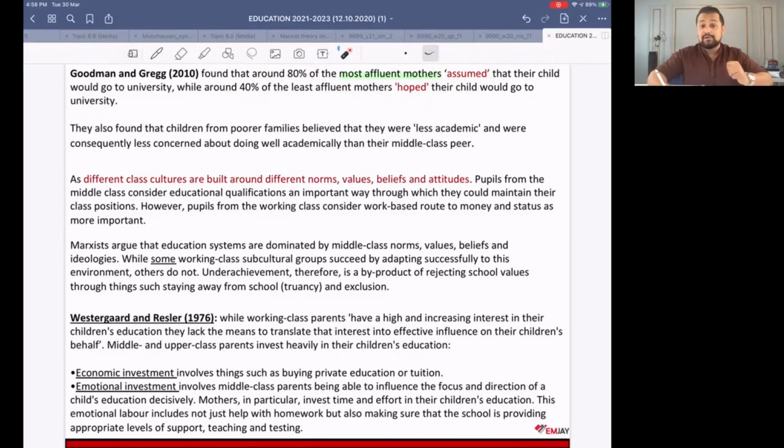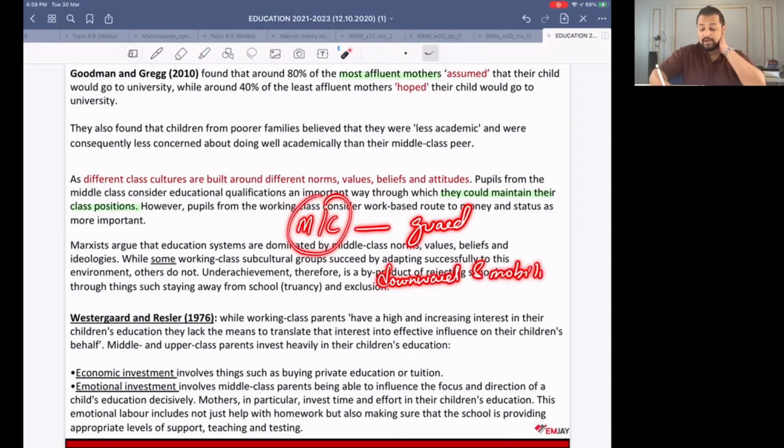As different class cultures are built around different norms, values, beliefs, and attitudes, pupils from the middle class consider educational qualification as an important way through which they could maintain their class positions. Now, maintaining these class positions, we had discussed this in the last class or the class before that, I believe. Through providing education to their children, what the middle class can do is they guard downward social mobility for their children, right?